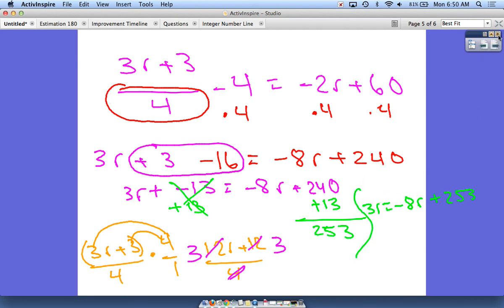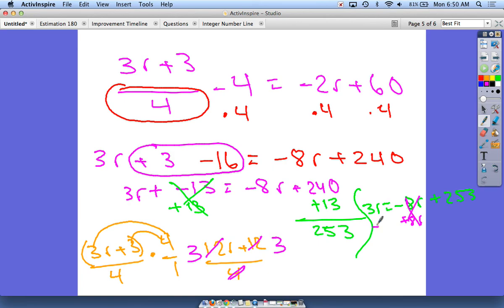So now I need to get that negative 8 off to the other side. So I will add 8r, 11r equals 253. I don't know what that would be, so I'm just going to divide it out on my calculator. 253 divided by 11 equals 23. So r in this case equals 23. There's your solution.